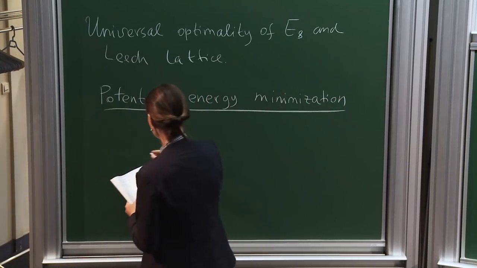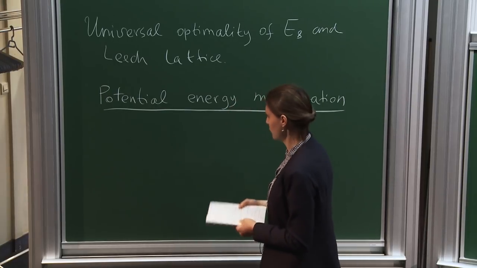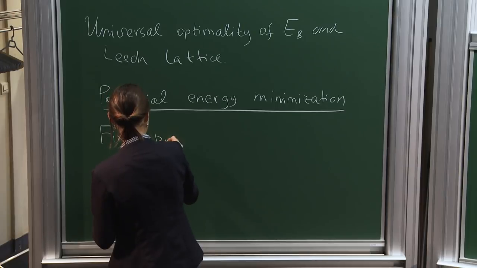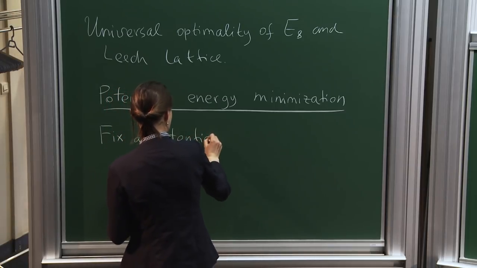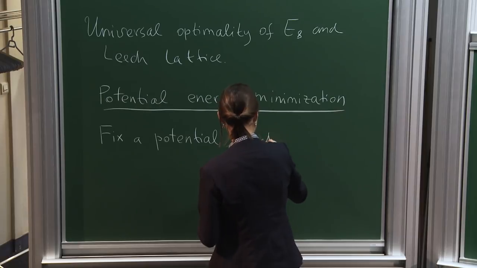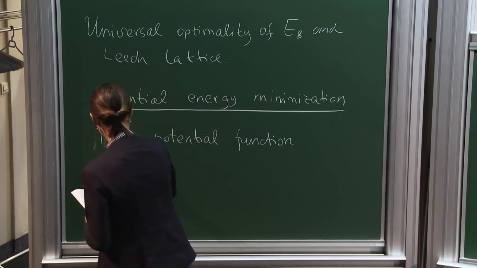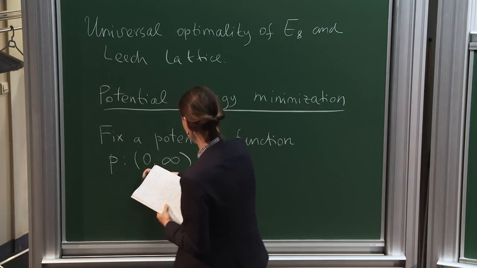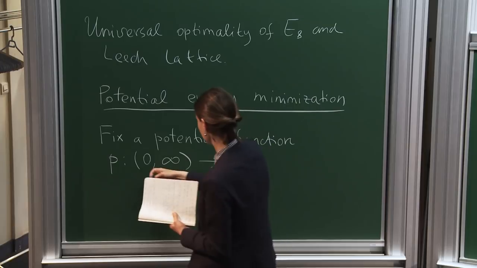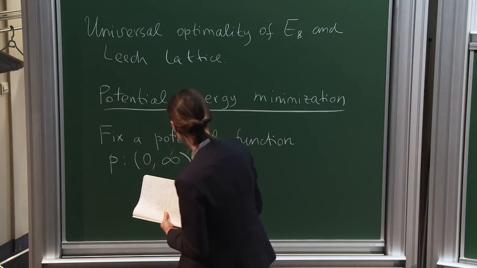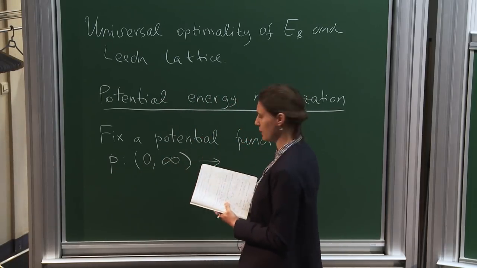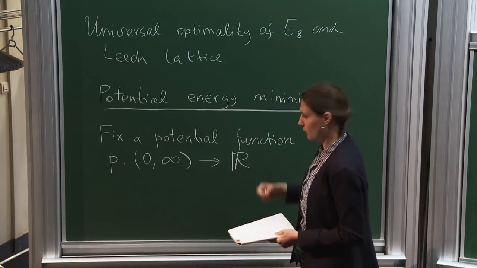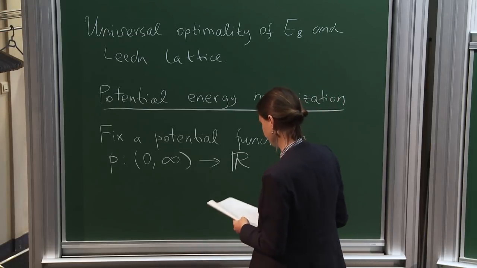I'll just formalize what I have just said. We fix some potential function, or potential profile. It will be a function from the interval 0 to infinity, which is the set of values which distances between points can take. It takes real values, so our energy is always real, positive or negative.